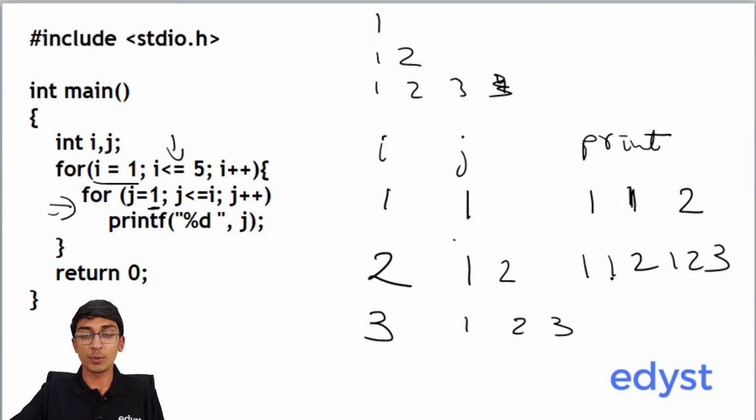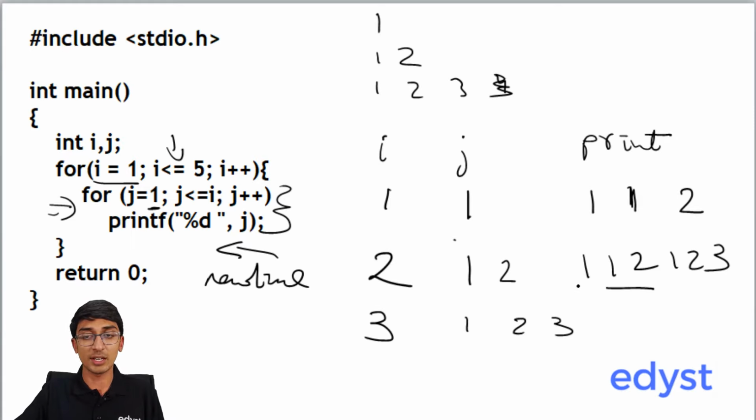As you can see, the problem here is the j values are correct, but there is no new line being printed. There is just a space being printed over here. There is no new line being printed. If after j has printed its values there is a new line over here, then it's going to print all of these values on a newer line.